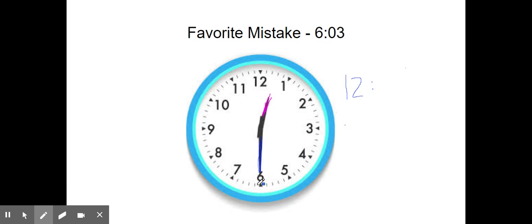We need to count by fives for the minutes. 5, 10, 15, 20, 25, 30. So this clock is 12:30. I could also say that it's half past 12 because the minute hand is halfway around the clock.